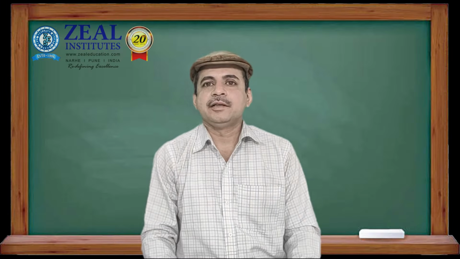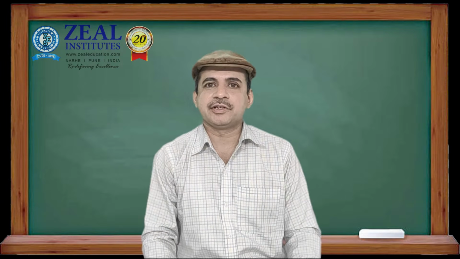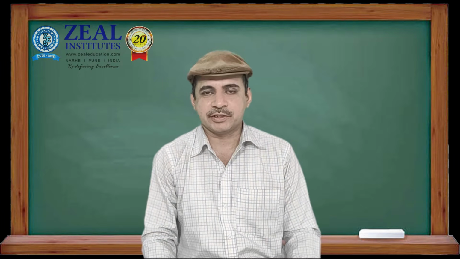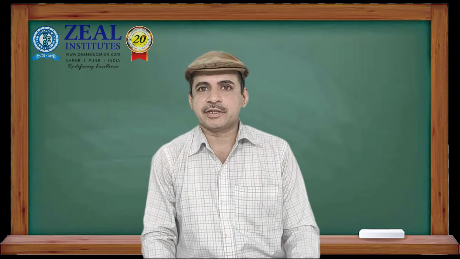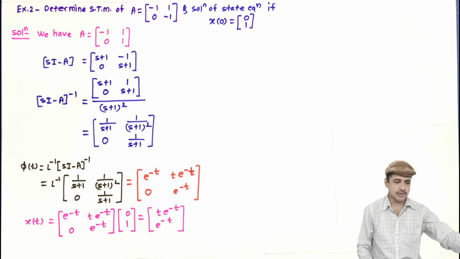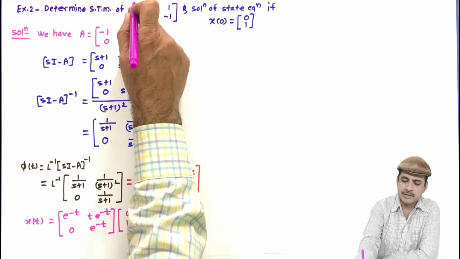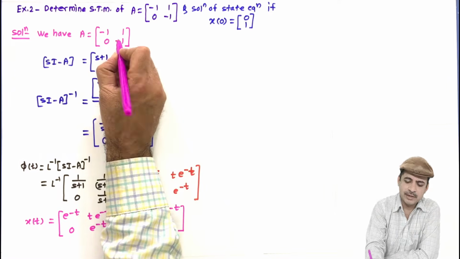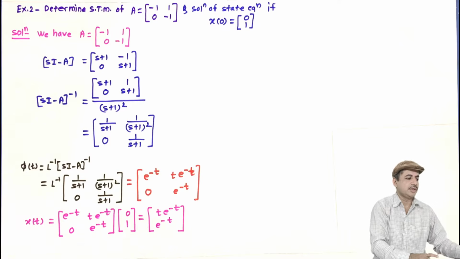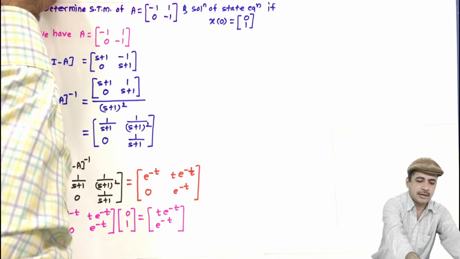Welcome back. In the previous lecture, we have seen what is state transition matrix, how it is related to solution of homogeneous state equation, and then Laplace transform approach to compute the state transition matrix. Let us make one small correction in the earlier lecture, problem number 2. The matrix A was minus 1, 1, 0, minus 1. So this shall be minus 1. Everything else is correct.